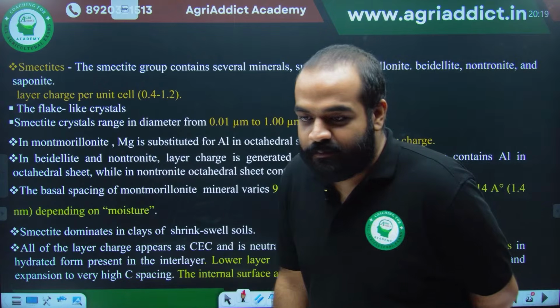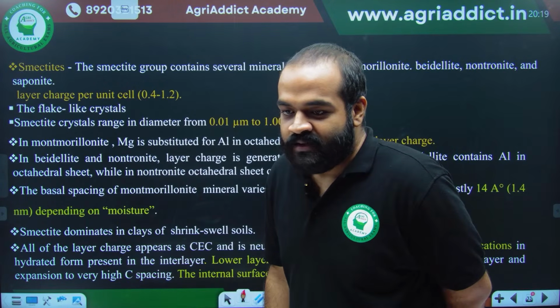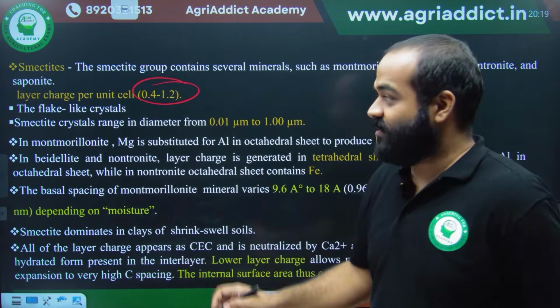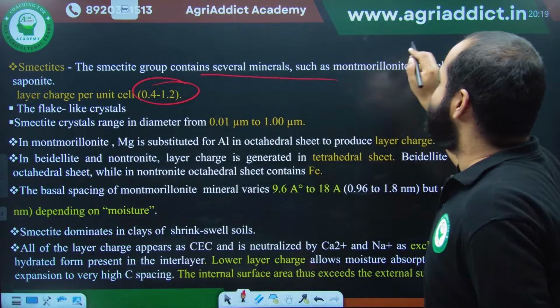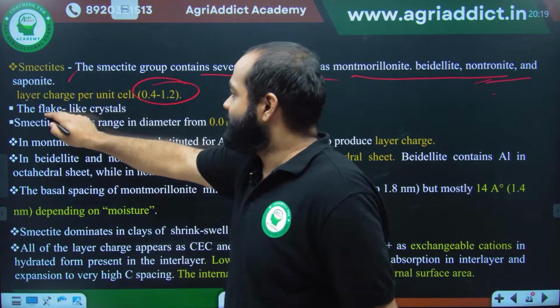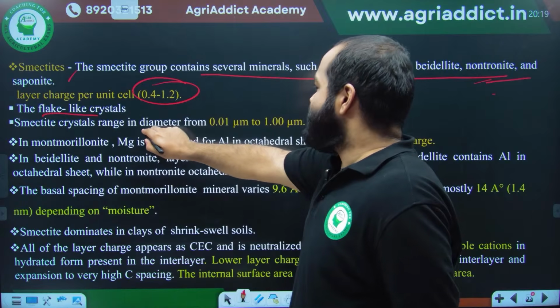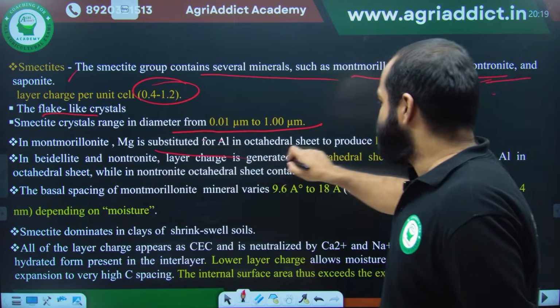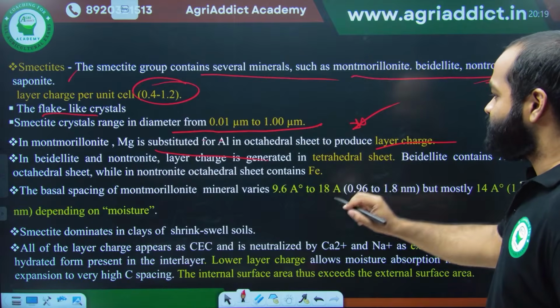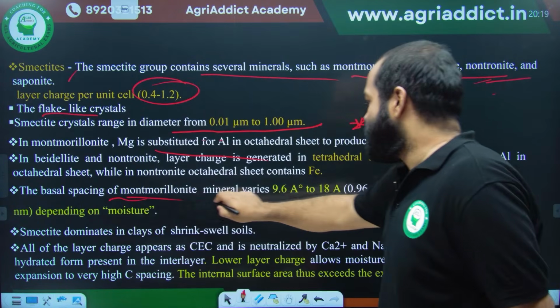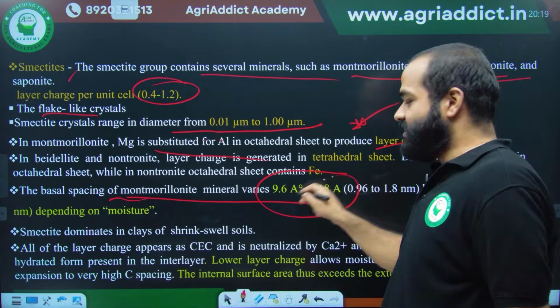Yes, as Vipin has written, smectite's layer charge is 0.4 to 1.2. Exactly, perfect, you have written. The smectite group contains several minerals such as montmorillonite, beidellite, nontronite, and saponite. These have flake-like crystals. Smectite crystals range in diameter from this. In montmorillonite, this line is important, you can read. In beidellite it is not that important. The basal spacing of montmorillonite varies from 9.6 to 18 angstrom.